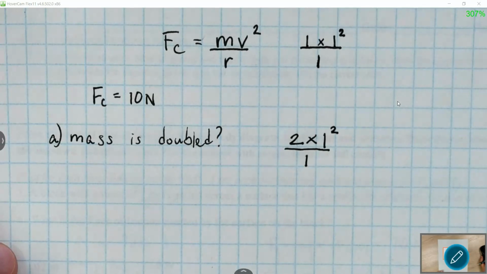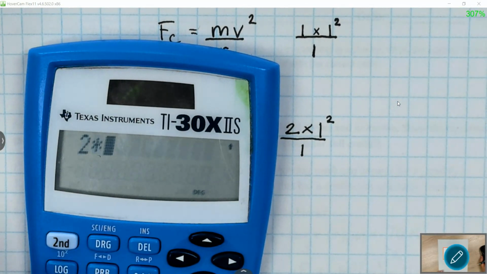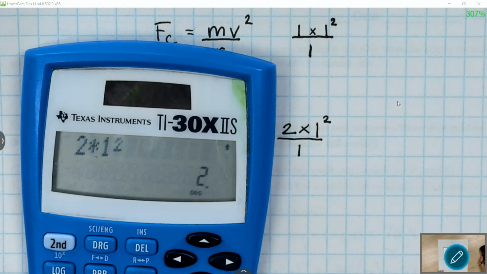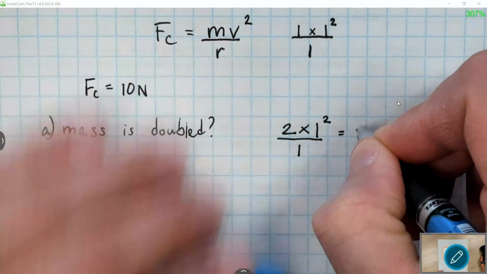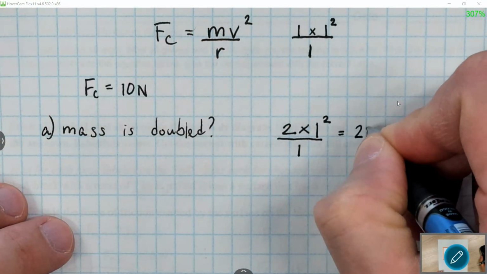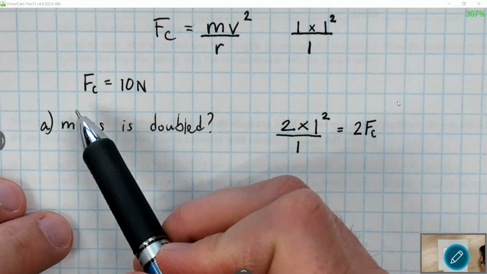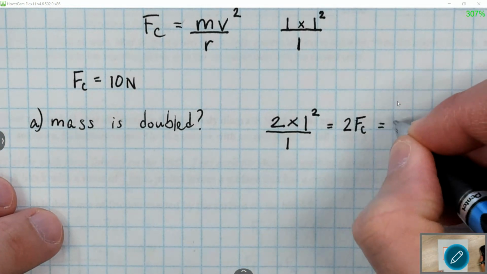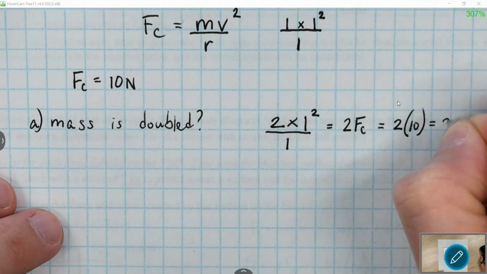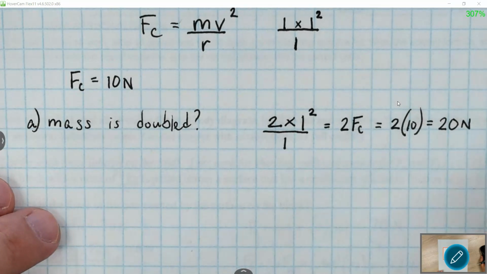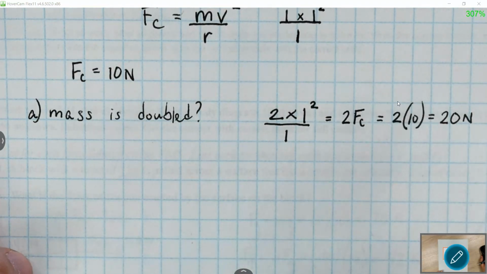You can even throw it into your calculator if you would like to. That's fine. 2 times 1 squared equals 2. Divide that by 1, it's 2. So this is going to make us 2 times the force. If the original force in the problem they told you was 10 newtons, then you're going to do 2 times 10, 20 newtons. So if you double the mass, what happened to the force?